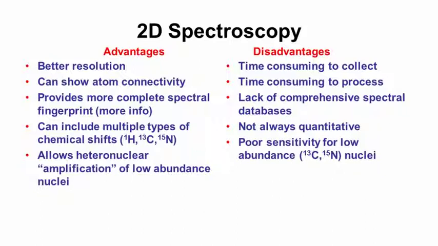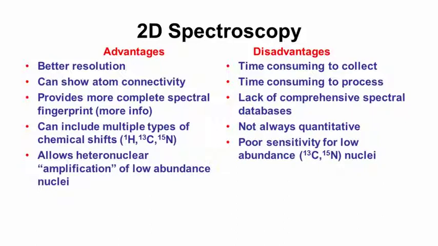Generally you get a more complete spectral fingerprint, so there's more information in a 2D spectrum. It allows you to collect not just proton shifts, but proton and carbon, proton and nitrogen, or if you go to higher dimensions, proton, carbon, and nitrogen. And then you can use the amplification of signals: at least if it's C13, you get enhanced signals for both carbon and proton if you do heteronuclear HSQC or HMQC experiments. So those are the advantages.